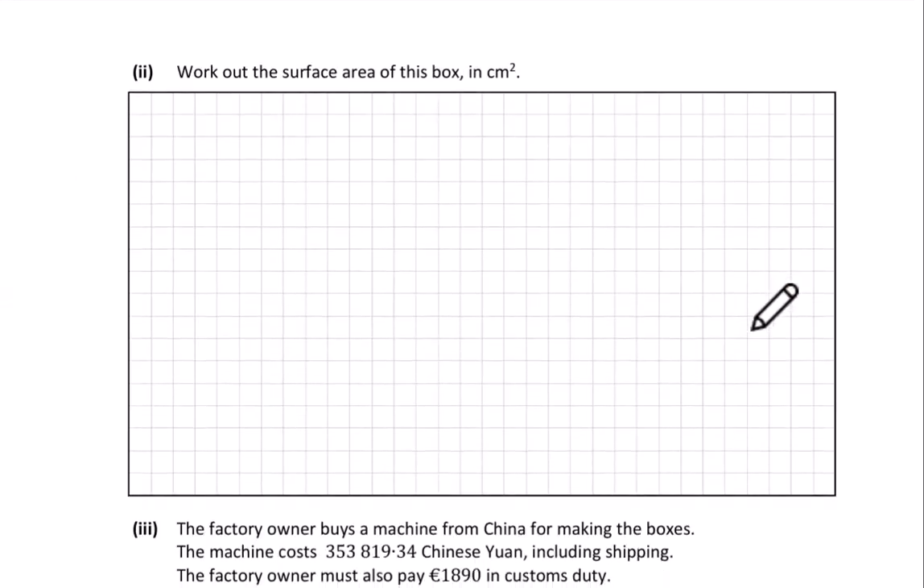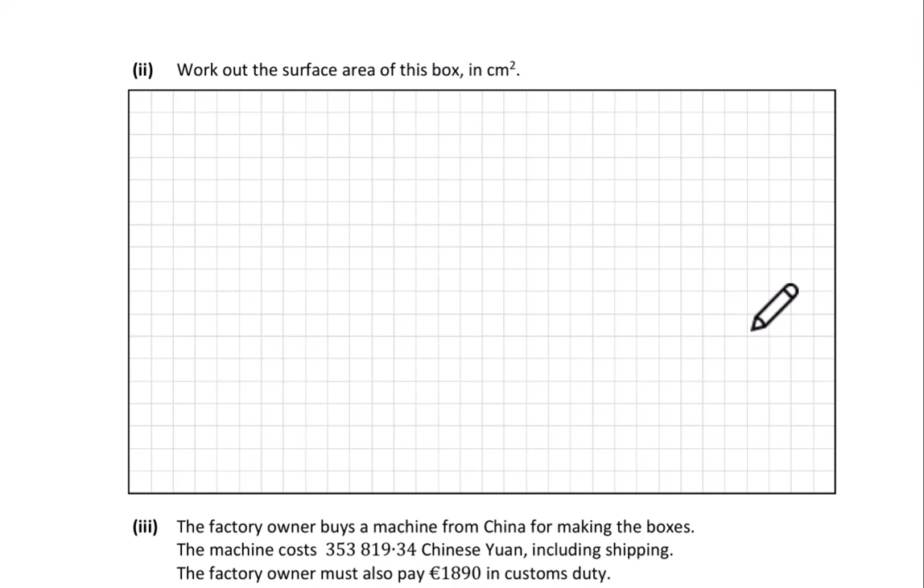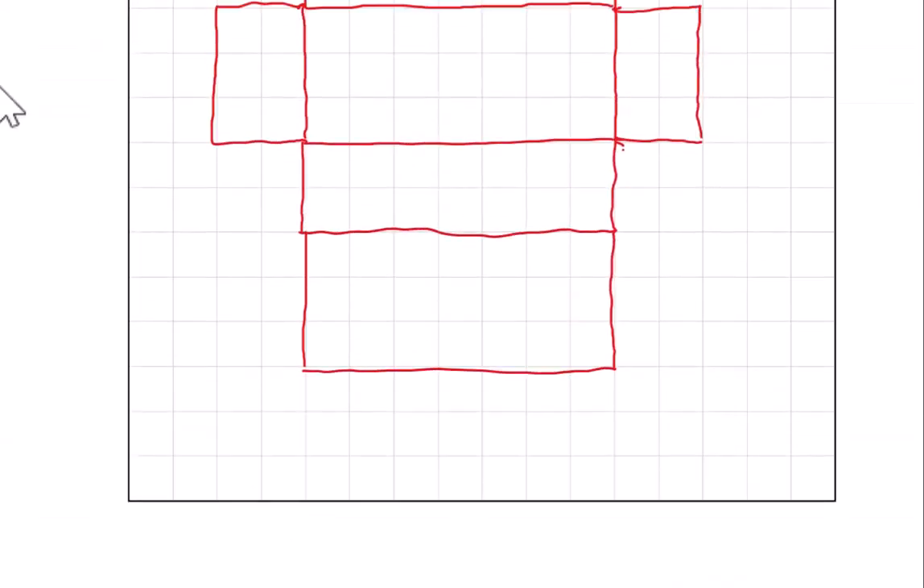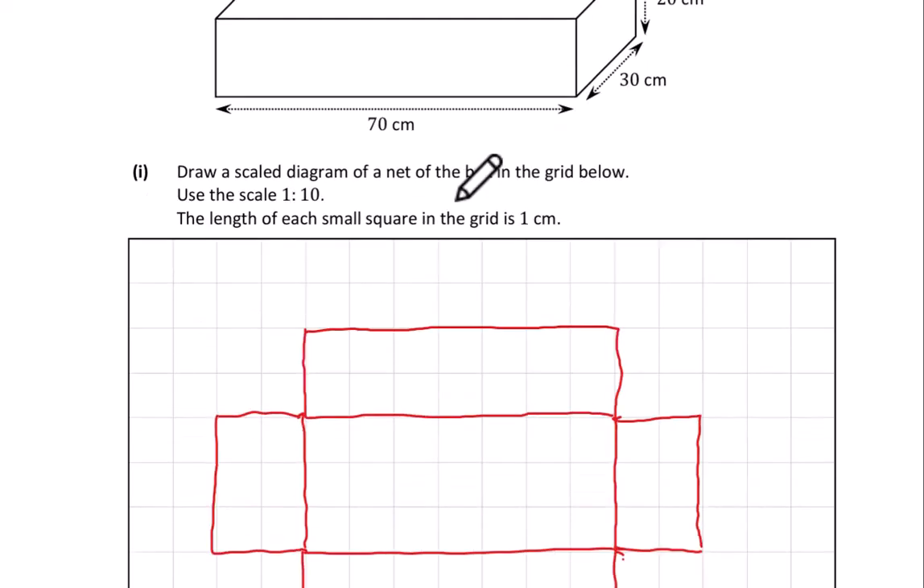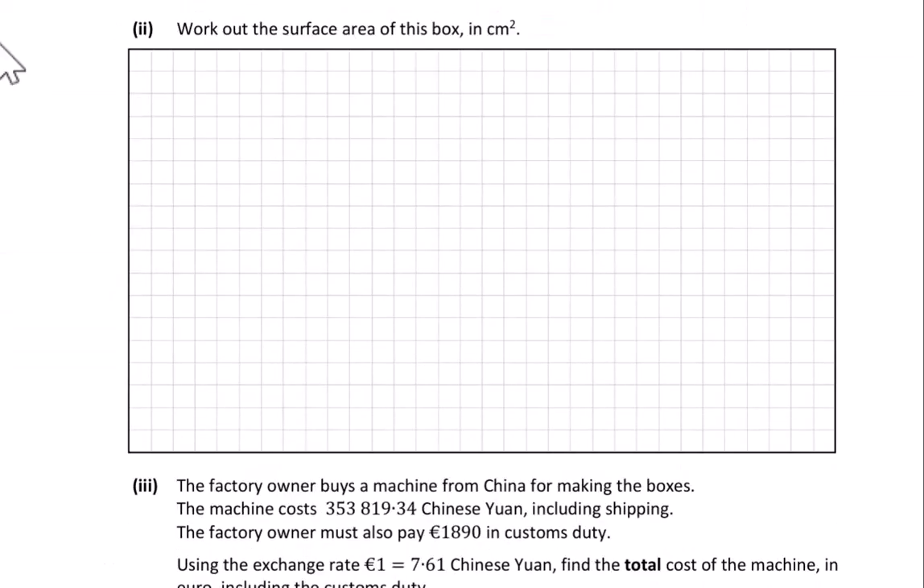Okay, next question. Work out the surface area of this box in square centimeters. Okay, so what you need to do here is find the area of one face and double it, find the area of another face and double it, and then find the area of another face and double it, because there are 2 of each of these 3 faces. So it's going to be 70 by 20. So the surface area here is 70 by 20.